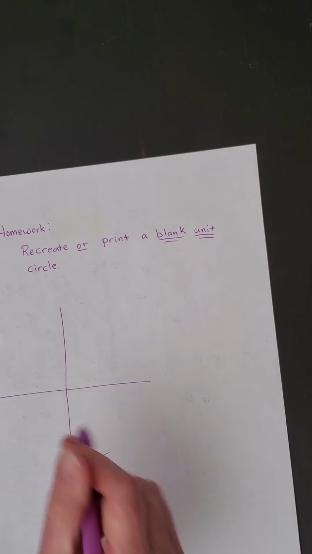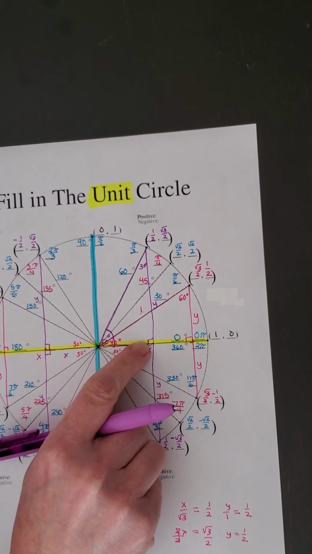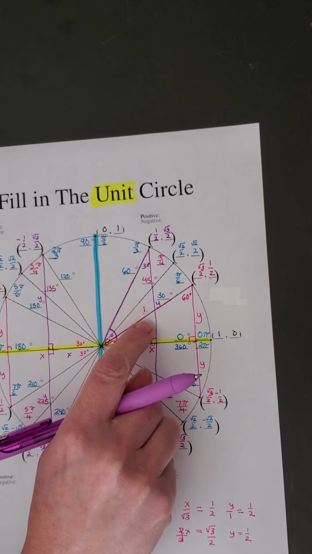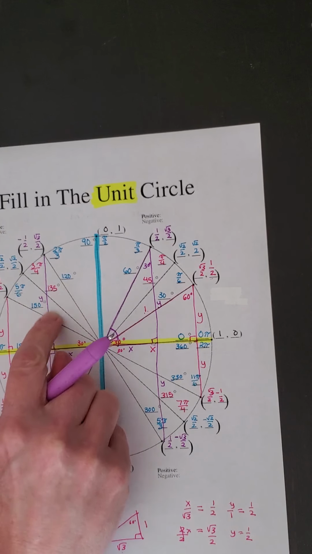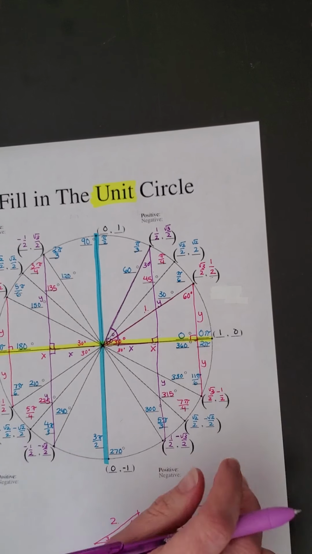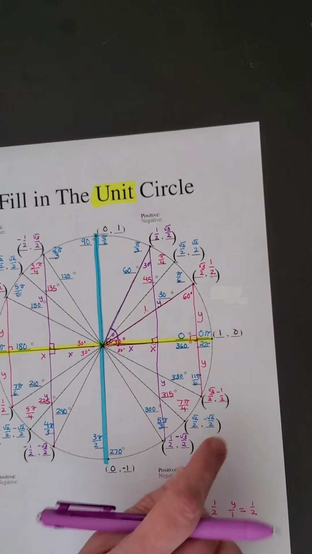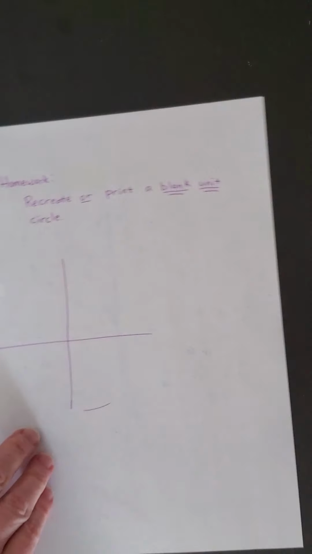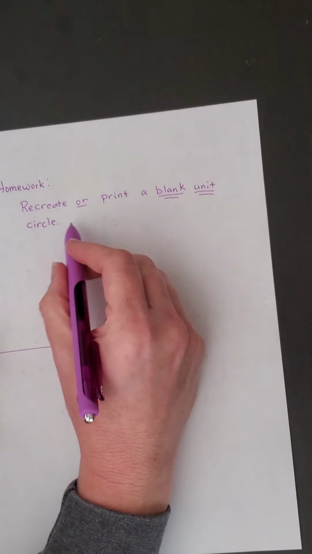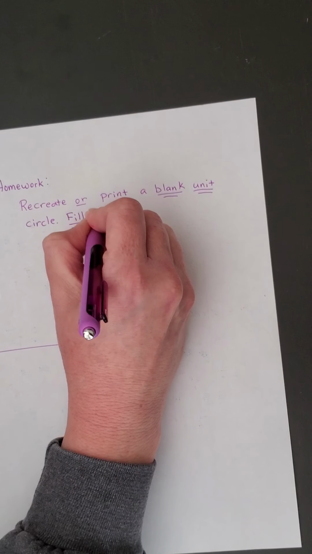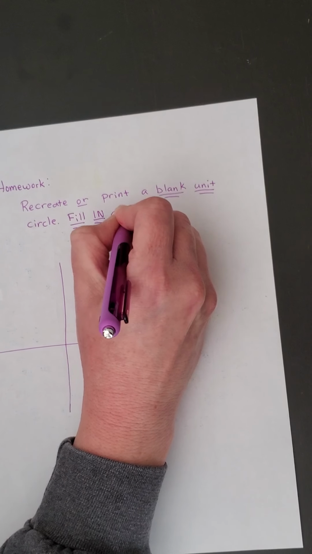And then I want you to divide your unit circle into the same increments. So you should have roughly one right in the middle for each one, and then one slightly above and below, slightly above and below, and so on. If you have a printer and you can print one out, that's even better. And then I want you to fill in your blank unit circle. Recreate or print a blank unit circle, fill it in completely.